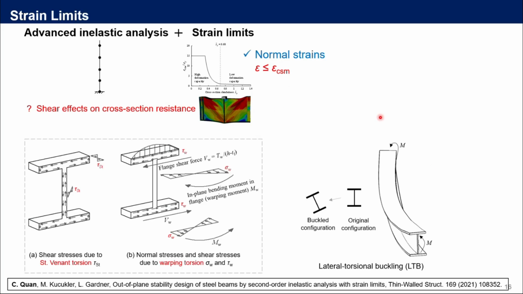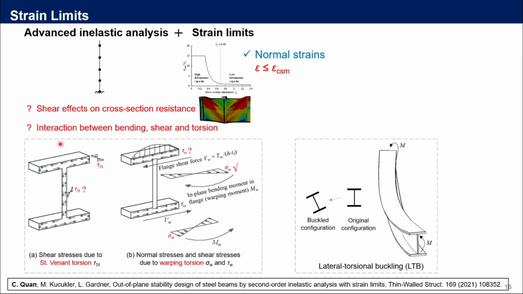Particularly in lateral torsional buckling cases, there is internal second-order torsion developing within the cross-section, including St. Venant torsion and warping torsion, leading to corresponding normal stresses and shear stresses. The normal strains, including these warping normal strains, are no problem and could be directly extracted from beam finite element models and checked against the original CSM strain limits. But the treatment of these shear effects is less straightforward.